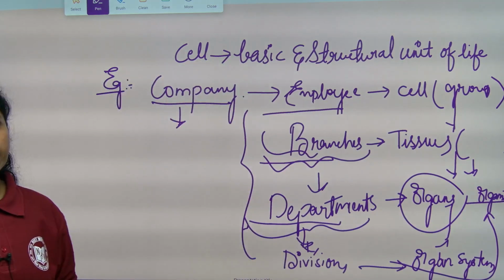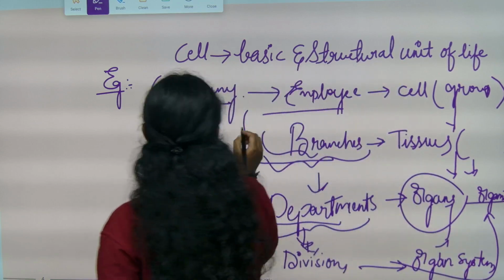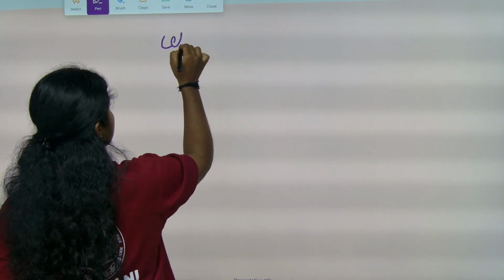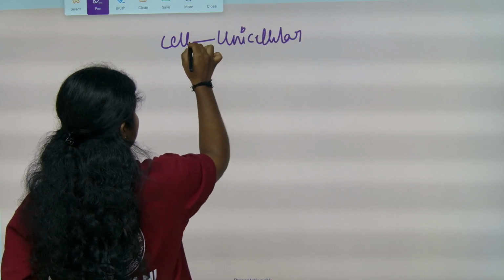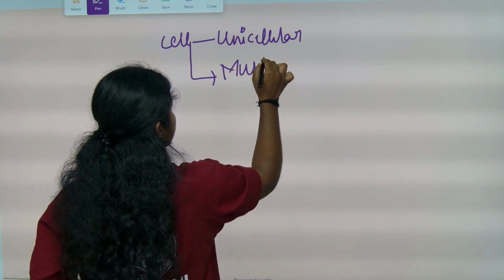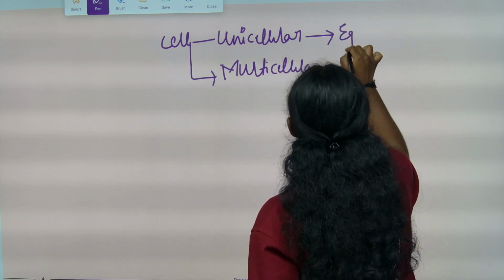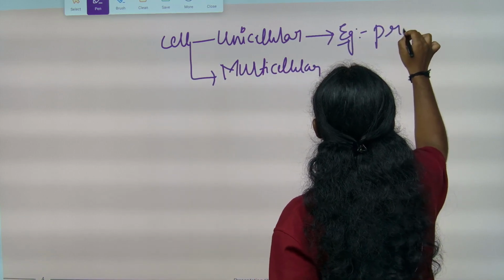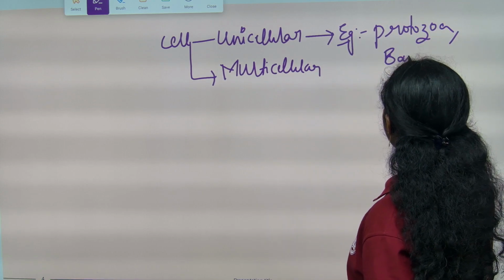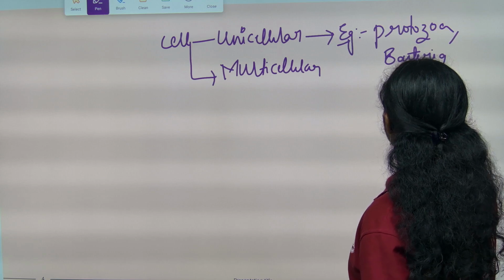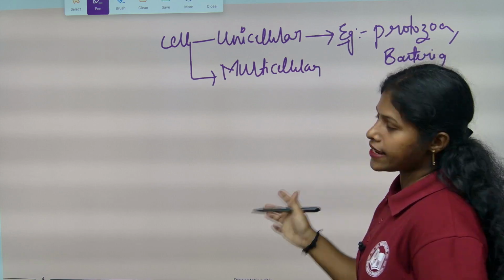So there are different cells. We all know that a cell is of unicellular and multicellular types. We are multicellular organisms, of course, right? Unicellular organism examples are protozoa, bacteria, amoeba, yeast. These are all examples of unicellular organisms, right, children?